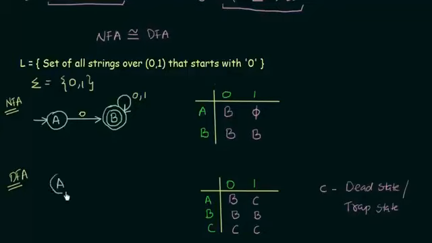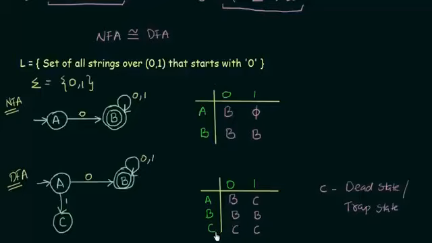Here I should have A and then B. My final state should also be B, right? And in here I have an extra state, that is state C. So A is my starting state. A on getting input 0, it goes to B, right? And A on getting input 1, it goes to C. Alright, and B on getting input 0 and 1, it stays in B itself.